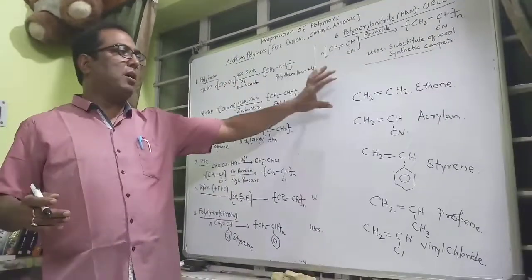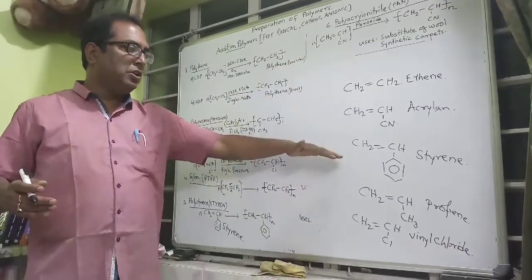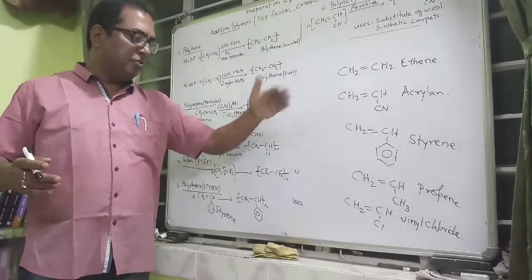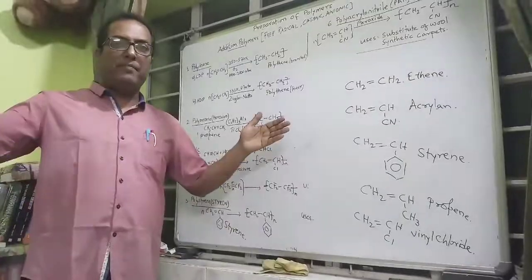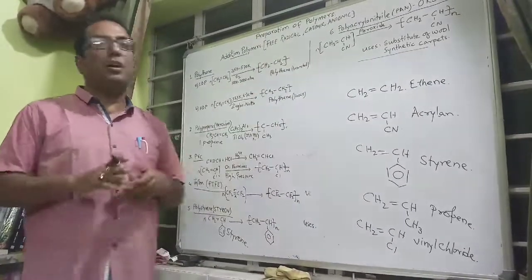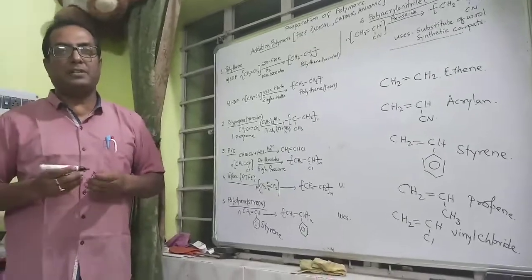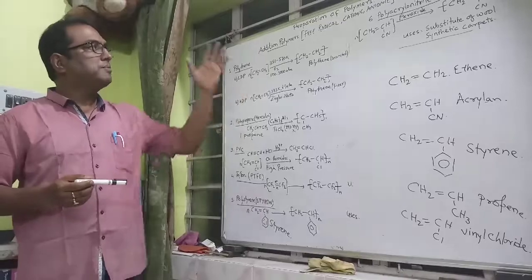So you can see how important ethene is. Ethene to acrylan, to styrene, to propene, to vinyl chloride. So you can have this monomer, multiply it for n number of times to get your desired product, and that is all. You can go with addition polymerization in the preparation. Hope you have understood this preparation.